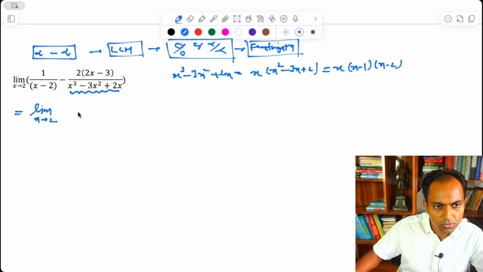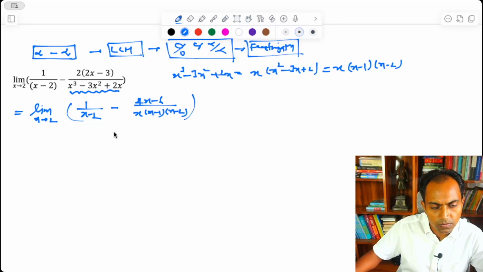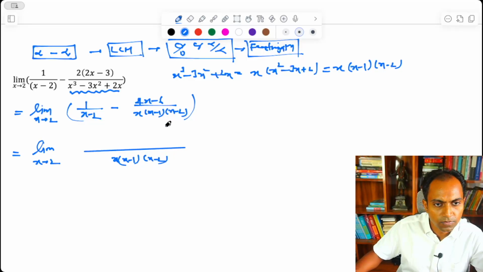it becomes limit x tends to 2, 1 upon x minus 2 minus 4x minus 6 divided by x into x minus 1 into x minus 2. Then what we have is limit x tends to 2. We can take LCM, so x into x minus 1 into x minus 2. And if I multiply it, this will become x into x minus 1 here, and then we have 4x plus 6. Once I write it down, my first step would be done.